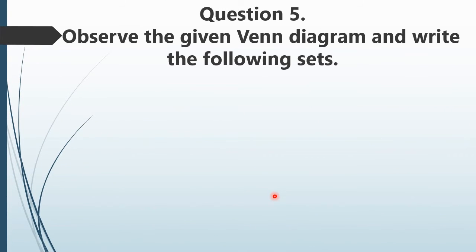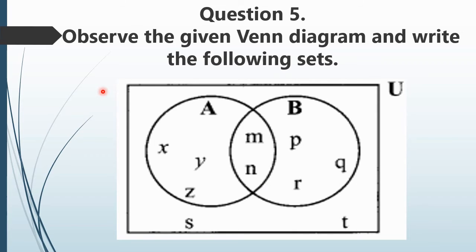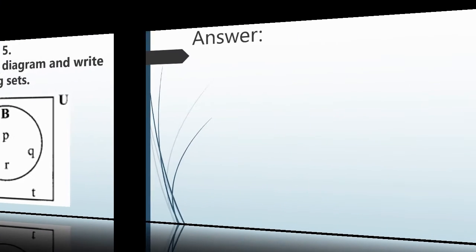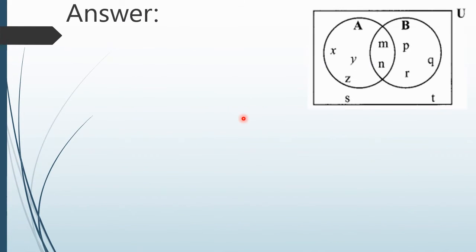Question number 5. Observe the given Venn diagram and write the following set. In question number 5, we have to observe this Venn diagram and we have to write the following set. So here you can see the Venn diagram A. So we have to write the set A.